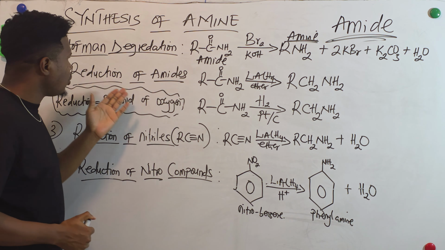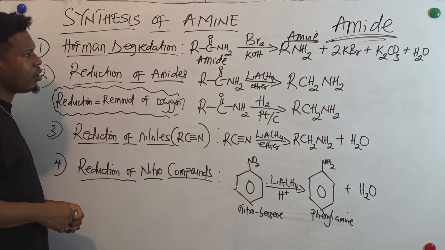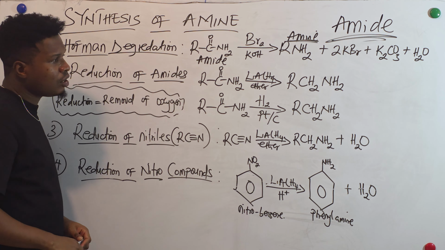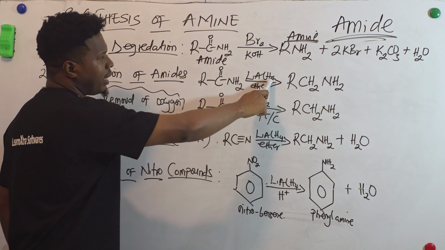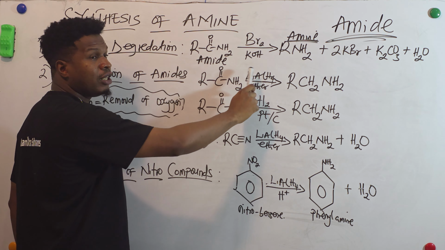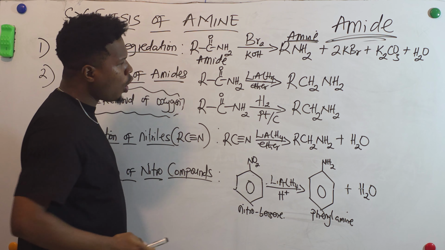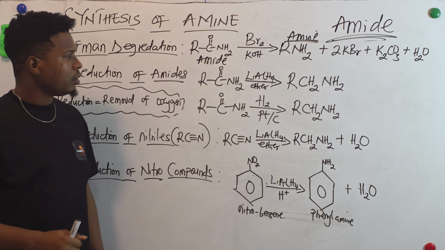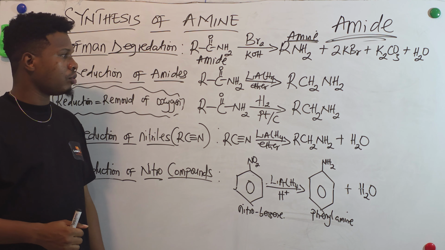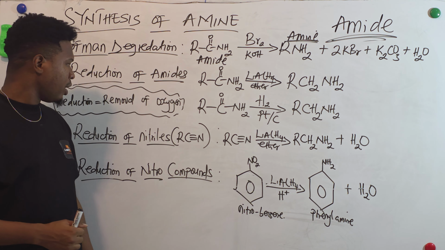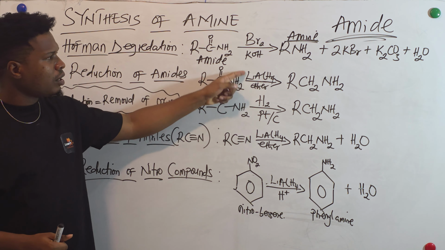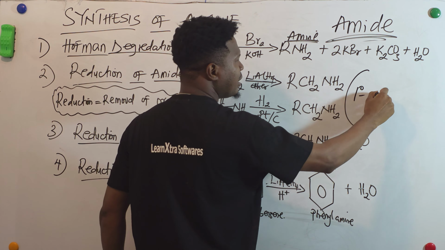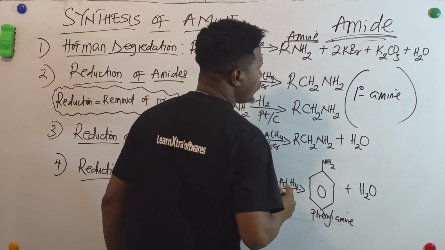The number 2 is reduction of amides. These amides can be reduced using reducing agents such as lithium tetrahydroaluminate, or you can call it lithium aluminum hydride, or you can use a hydrogenation process using platinum and carbon to catalyze this reaction. These two reactions lead to the formation of a 1 degree amine.